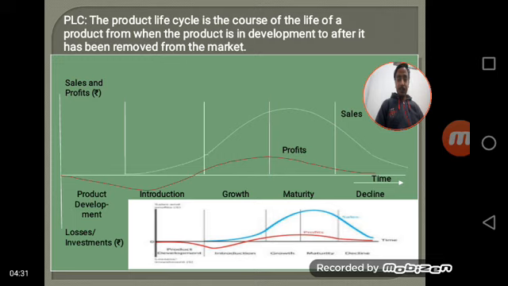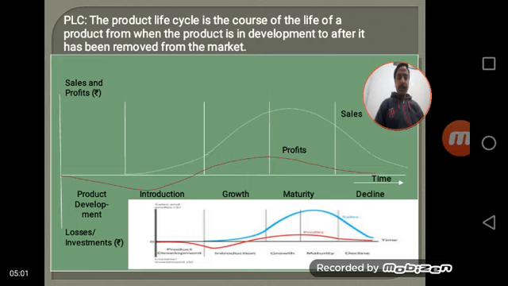That is the red line. This is down. You will see there is a loss. So why is there a loss in this first stage? Because you are investing in the business. You have already invested to start that business. So the product has not yet come to the market, but you are also facing losses. Why?